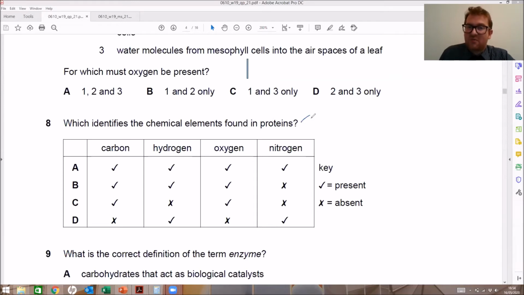Okay, let's look at number 8, which identifies the chemical elements found in proteins. Now, if you can remember, proteins contain the elements carbon, hydrogen, oxygen, nitrogen, and sulfur. You'll learn more about sulfur in A level, but it is one of the elements that make up a protein. Now, if you look here, the options are carbon, hydrogen, oxygen, and nitrogen. If you were able to remember the chemical elements, you should have automatically been able to recognize A as the correct answer. Option B, C, and D all have one of those 4 elements missing.